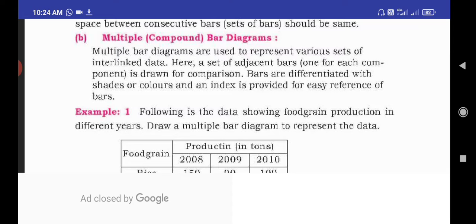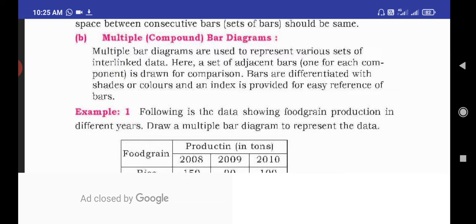Multiple bar diagrams are used to represent various sets of interlinked data. Here a set of adjacent bars, one for each component, is drawn for comparison. Bars are differentiated with shades or colors, and an index is provided for easy reference of the bars.